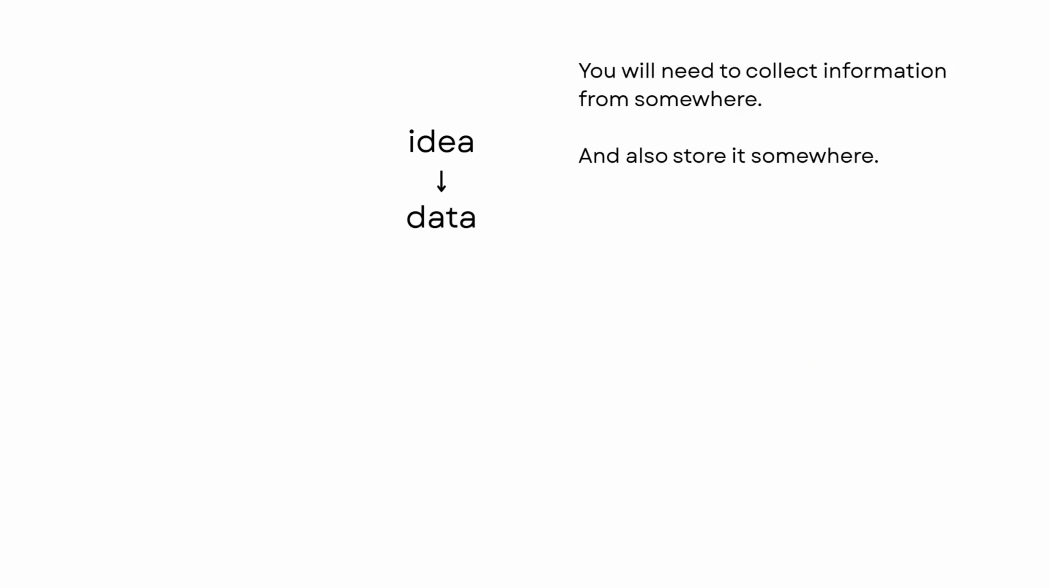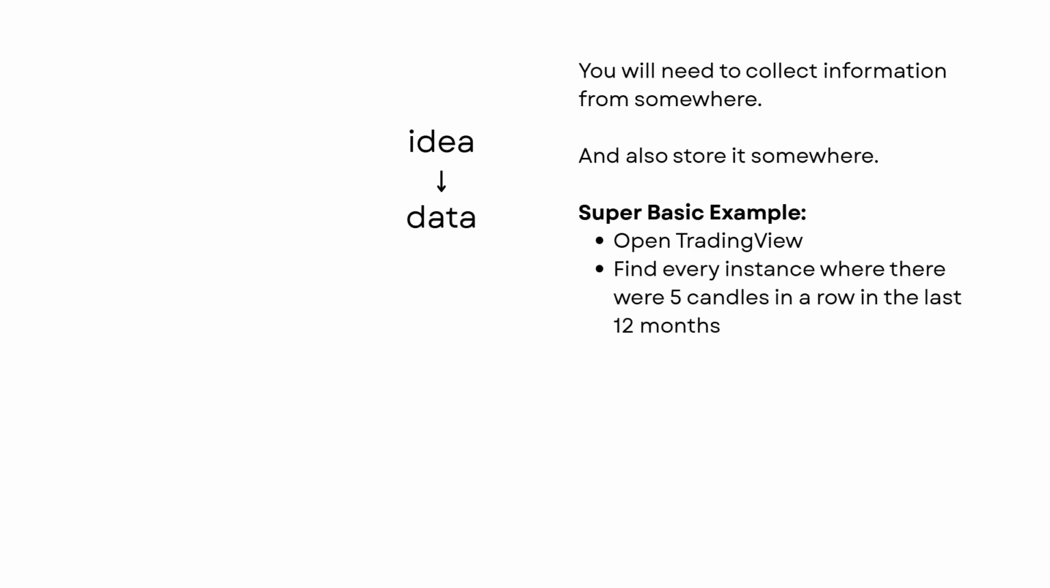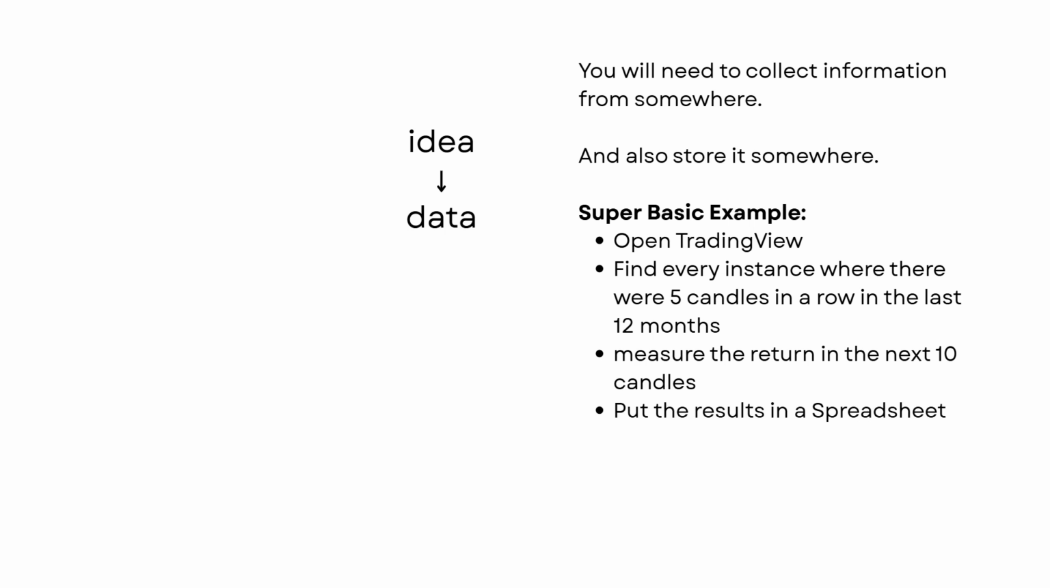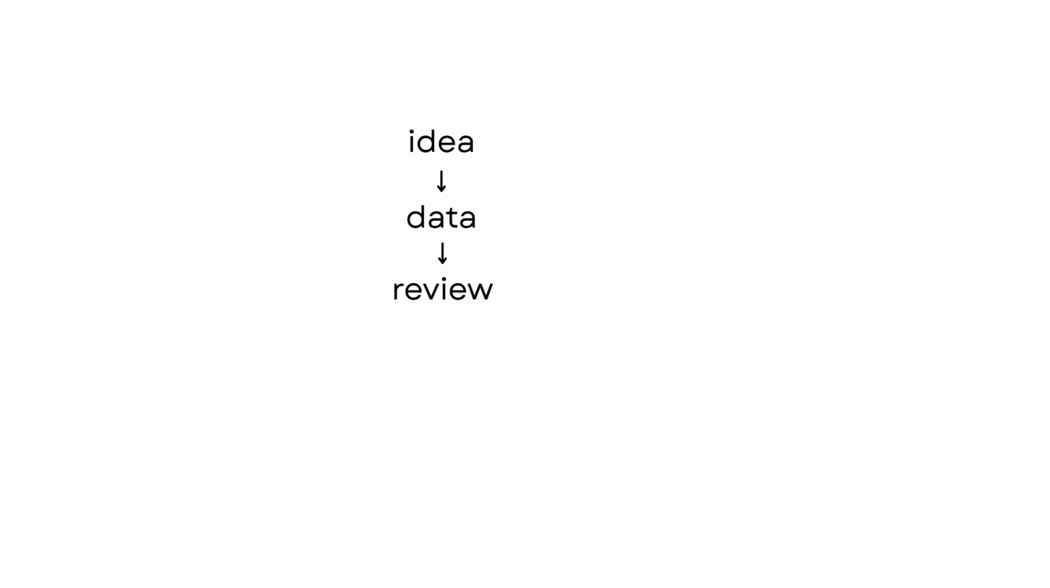The next step is data. So we're going to need to collect information from somewhere, and we also need to store it somewhere, okay? So here's a super basic example. We're going to open TradingView. This is where we are going to be getting our information from. We're going to find every instance where there were 5 green candles in a row in the last 12 months. Then we're going to measure the return in the next 10 candles. And we're just going to put whatever that result was into a spreadsheet, right? So we're collecting data from TradingView and we are throwing it into a spreadsheet. This is the super basic example.